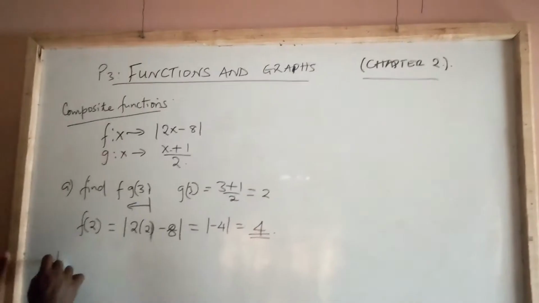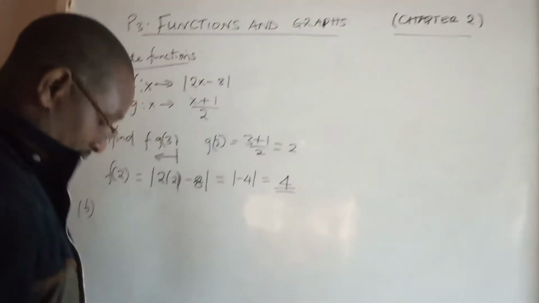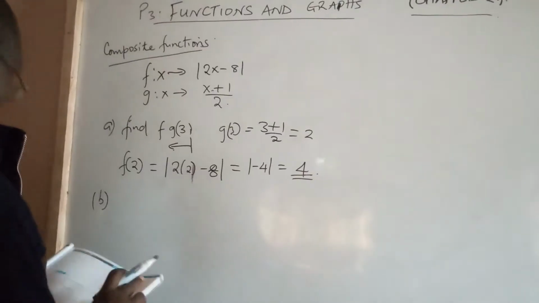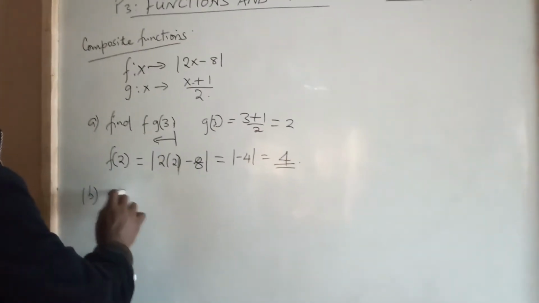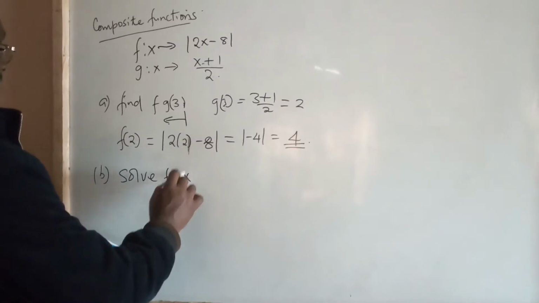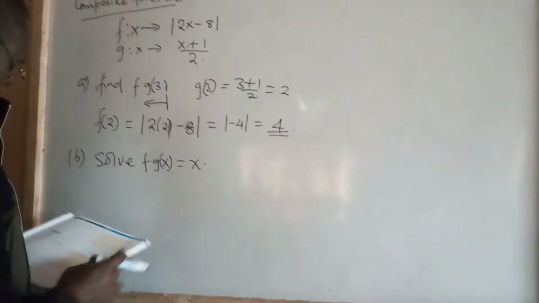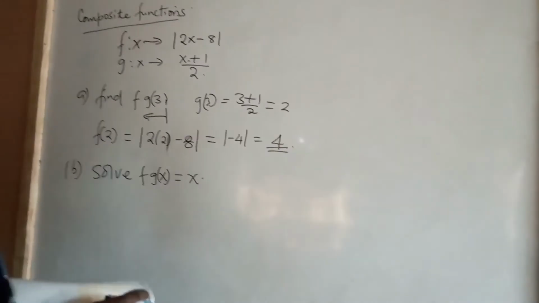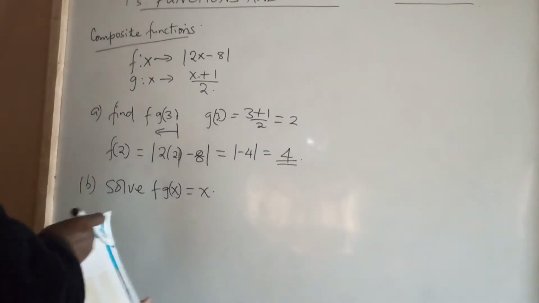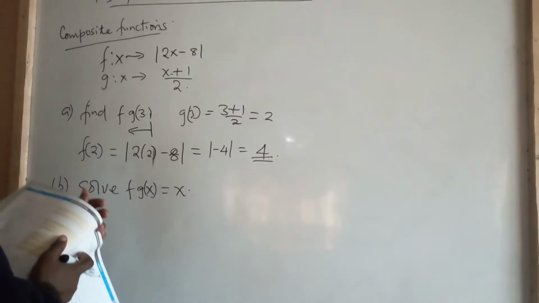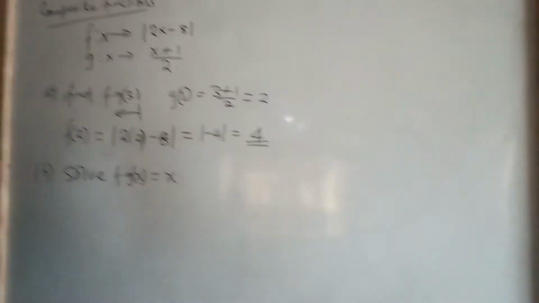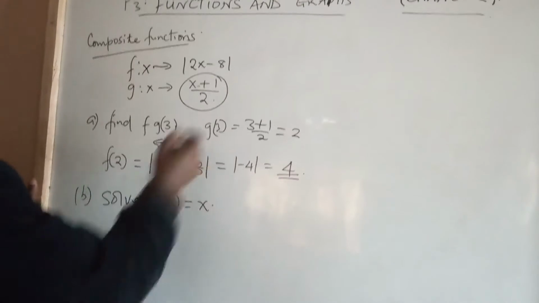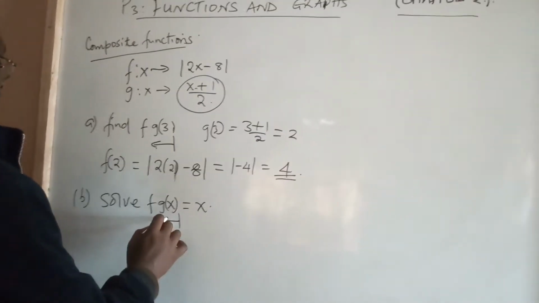Part B of the question is, and this is where we need to pay a bit of attention. Solve fg(x) is equal to x. Solve fg(x) is going to be equal to x, and that is just part B. First of all, what is g(x)? Of course, you can see g(x) is that. So we are supposed to start from right to left.